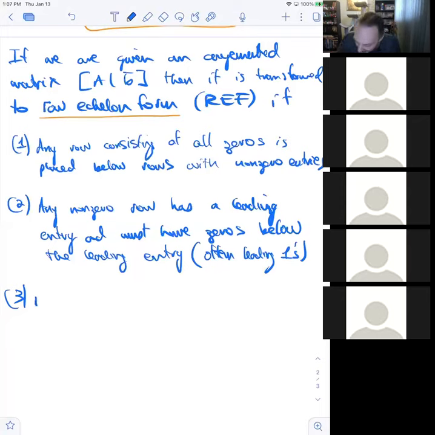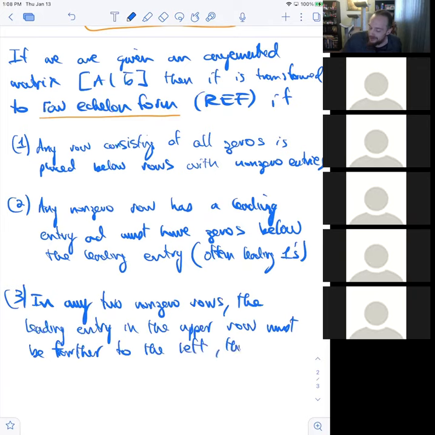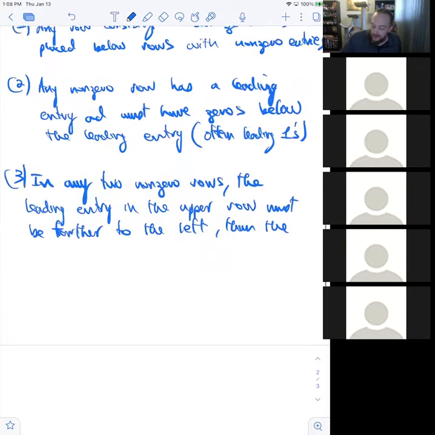What? I didn't say it right. In any 2 non-zero rows, the leading entry in the upper row, so the row above, must be farther to the left than the leading entry in the lower row.